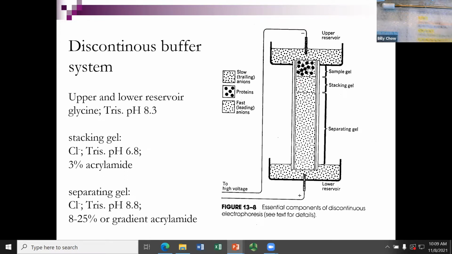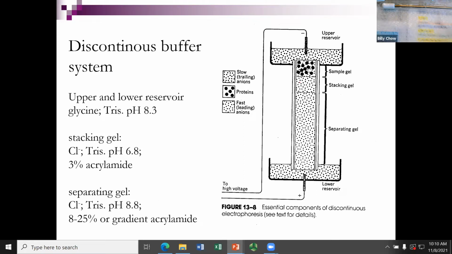So what is happening is that in the stacking gel, you have created a moving boundary. This is the moving boundary here. Above the moving boundary, you have the glycine that has a slower mobility. Below the moving boundary, you have the fast leading anion, which is chloride. And protein has an intermediate mobility. As a result, protein will get stuck in the moving boundary, and the moving boundary will slowly move down the stacking gel, collecting all the proteins and packing them into a tight band.